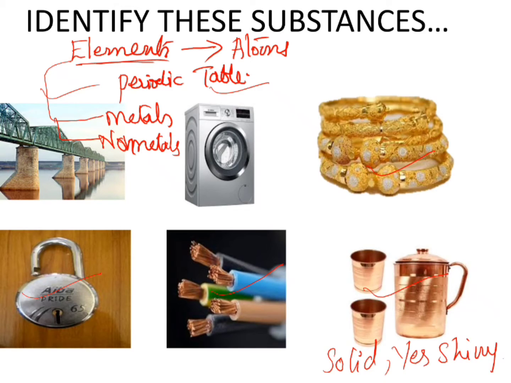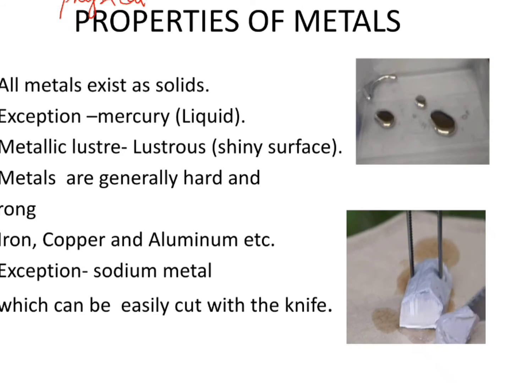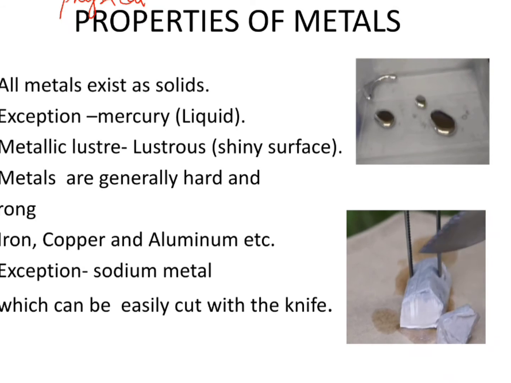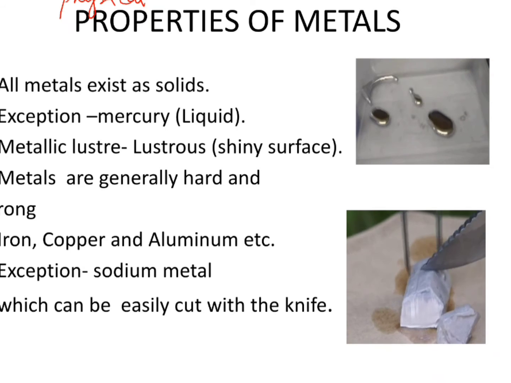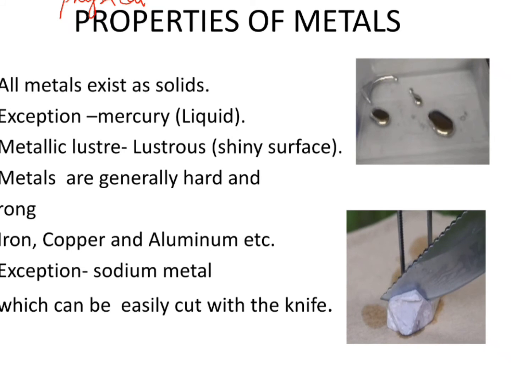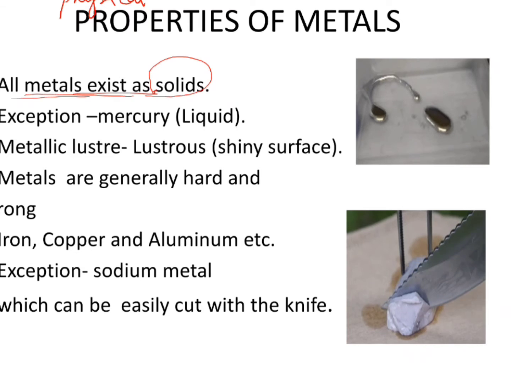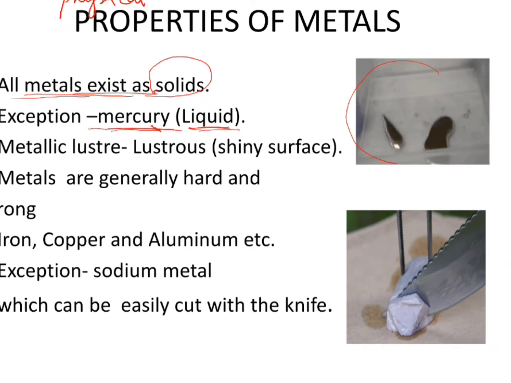Now let us talk about the properties of these substances, what we call metals. We are going to talk about physical properties. That means how they appear, what their texture is, how hard or soft the particular substance is, and whether they can be changed to get different shapes. We saw that most metals exist as solid, but there is an exception, which is mercury. It exists as liquid even at room temperature.